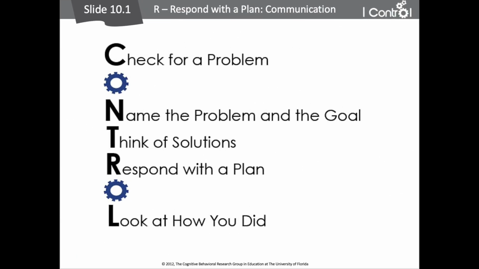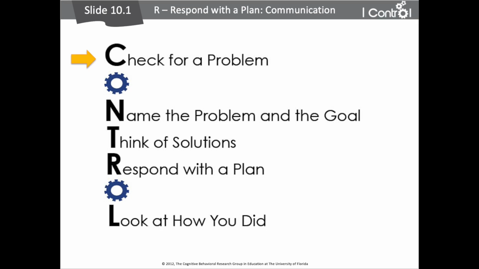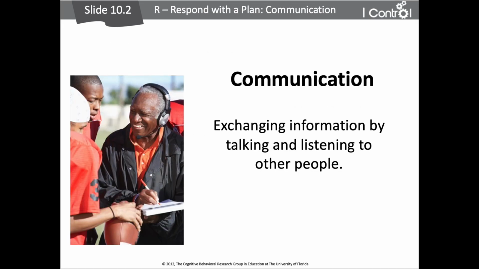You have learned how to use the steps C and TRL to solve a problem. You can C, check for a problem, N, name the problem, T, think of solutions, and R, respond. Remember that respond with a plan means you evaluate solutions, choose the best solution, and act with a plan. When you R, respond with a plan that involves other people, an important step is using good communication skills.